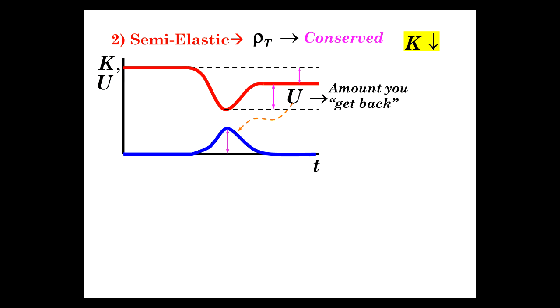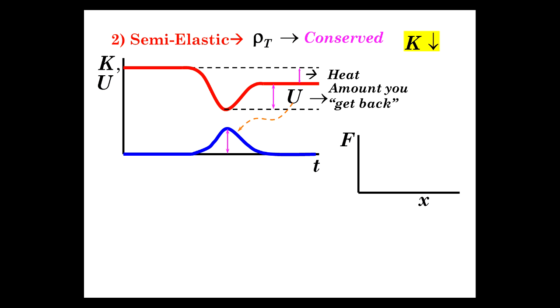And then this little part up here, what's that? Well, you never get that back. So that's a non-conservative force that's taking that kinetic energy away. That's friction, generally. And so that results in heat.